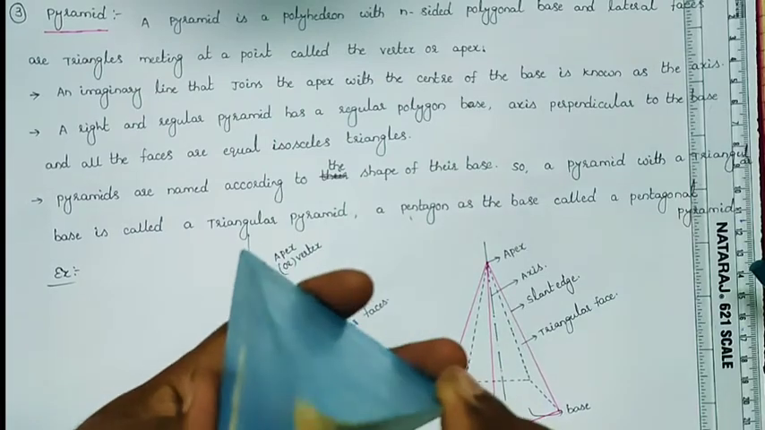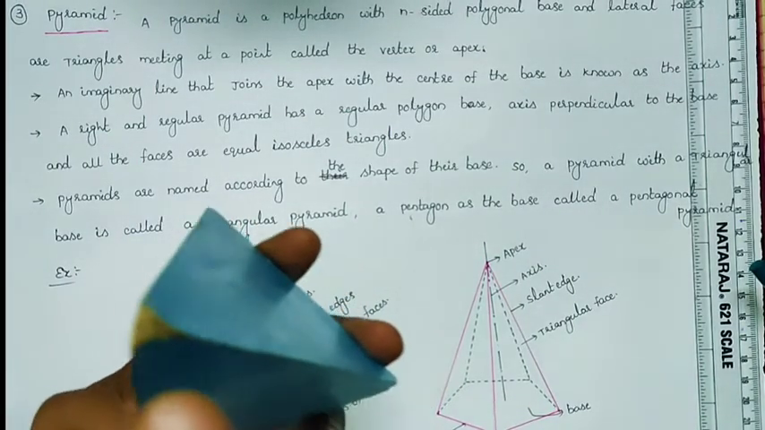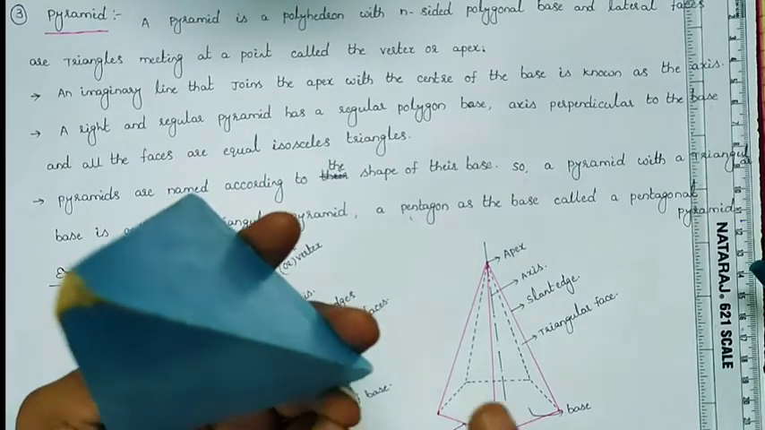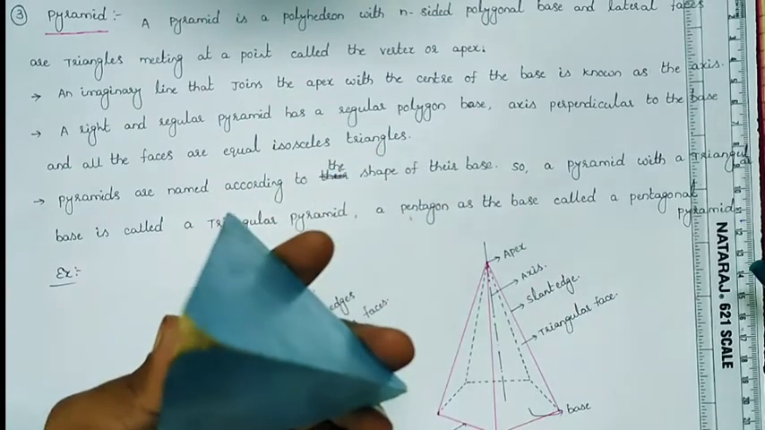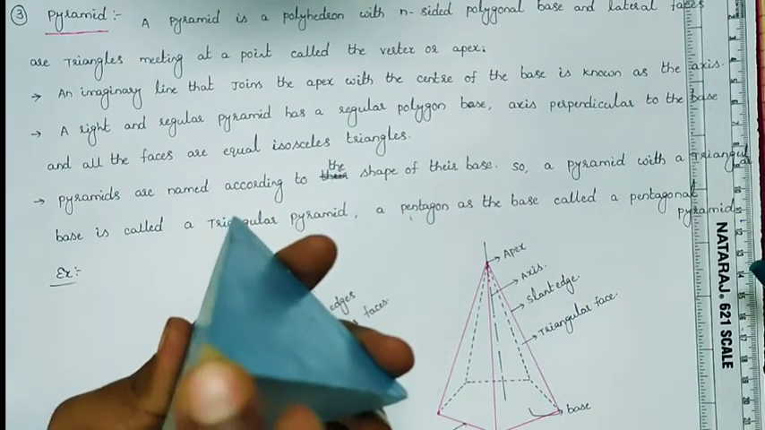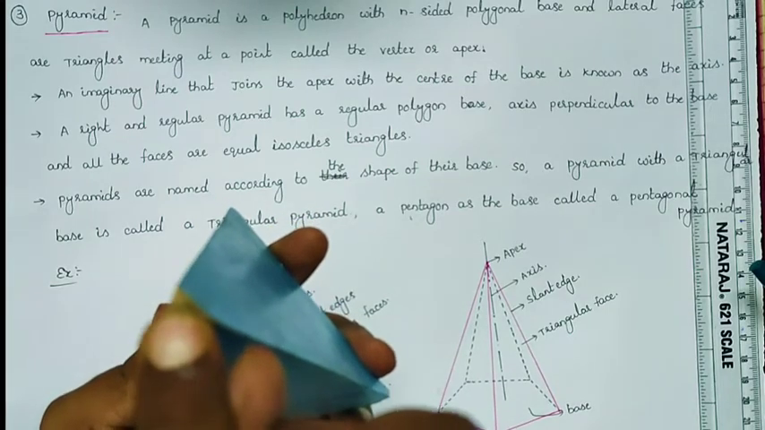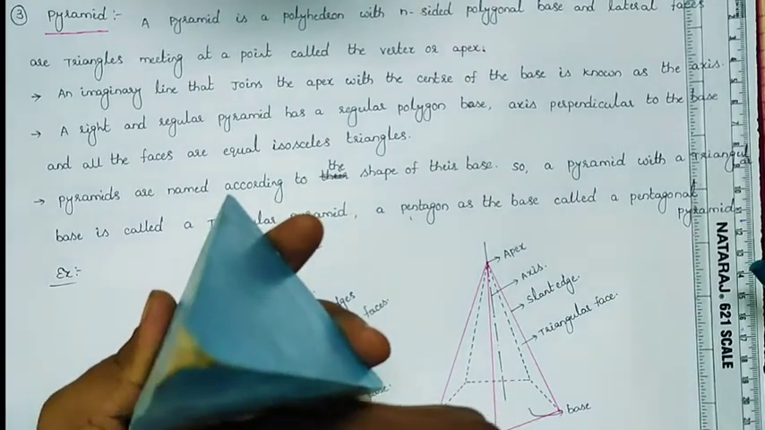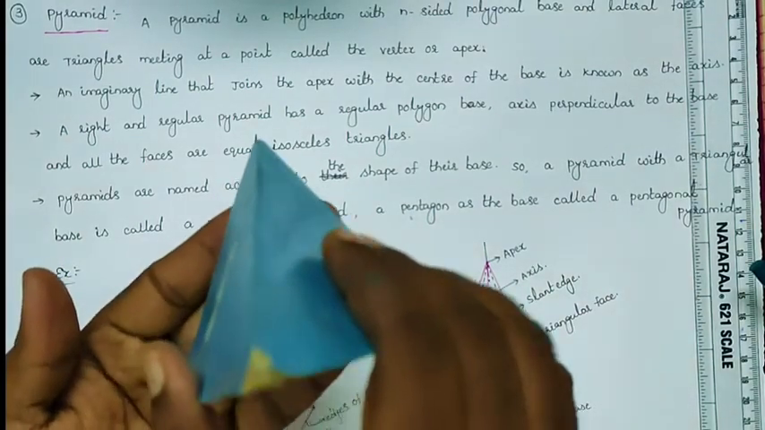So I am once again repeating this. A pyramid is a polyhedron with n-sided polygonal bases, and the lateral faces look like triangles meeting at one point called the vertex or apex point. So this one is the apex point here, and these lateral faces look like triangular faces, and this is the base of the pyramid.